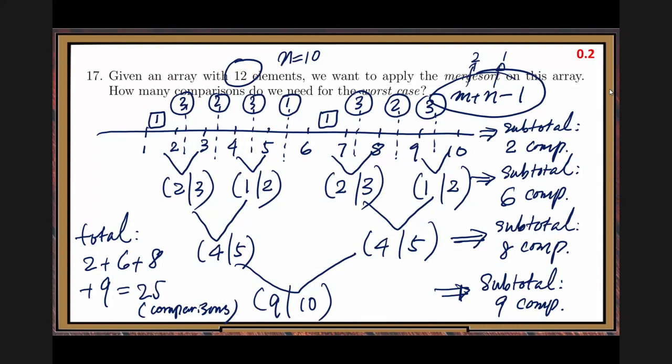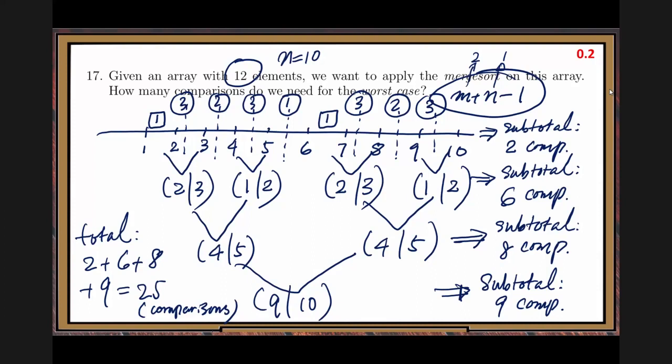Asymptotic means not accurate, not exact. Here we want to have the exact number, right? Exact comparison number. Here, 25, that's the exact comparison number. The previous one, 15, that's the exact comparison number. When you use n log n, usually it's not an integer.